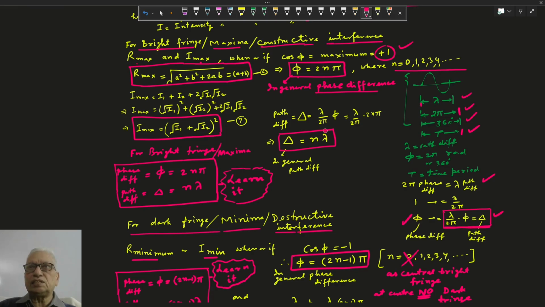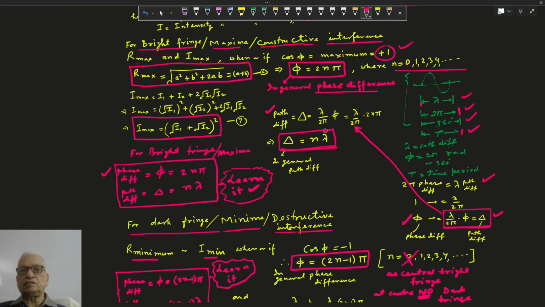Using this relation, the path difference for the bright fringe or maxima is given by lambda upon 2 pi times phi, where phi is 2n pi. So 2 pi cancels out. This is the path difference in general, and this is the phase difference in general. Must learn.